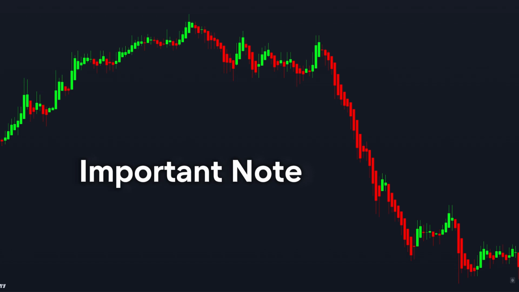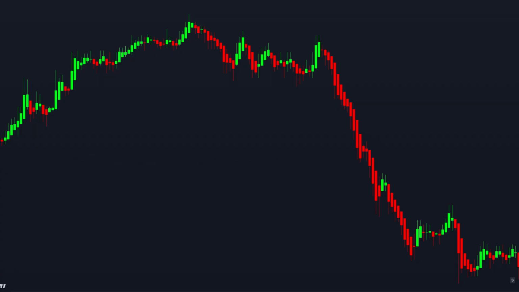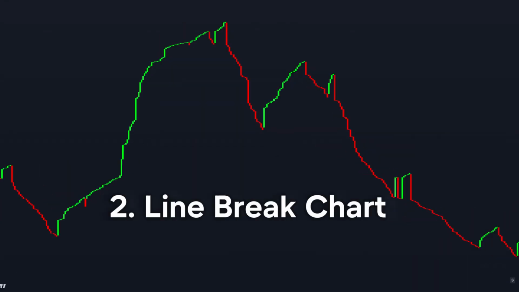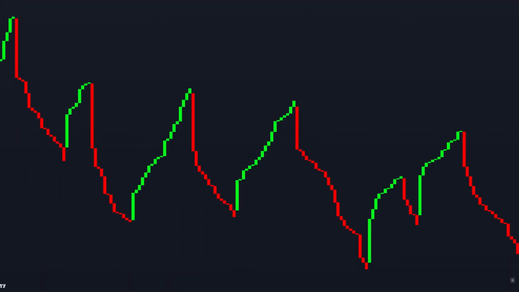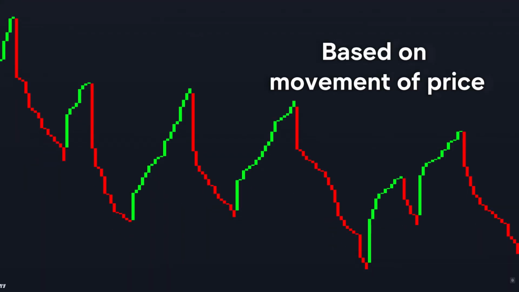The next chart type we have is significantly different than the regular candles and even Heikin Ashi candles. This is the line break chart. As you can see, we no longer have candles on the chart anymore. In fact, this chart type does not even have evenly spaced time intervals for each bar. The line break chart is based on the movements of price rather than time. This may sound complicated or unintuitive at first, but it actually makes a lot of sense once you understand it.